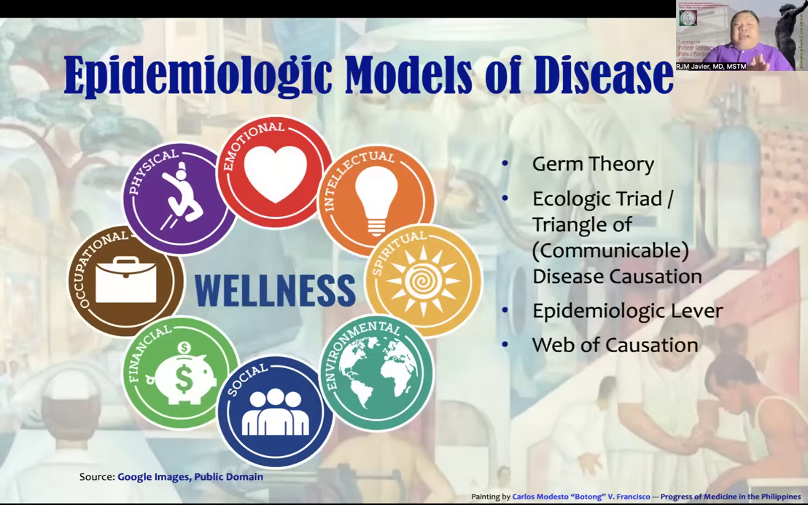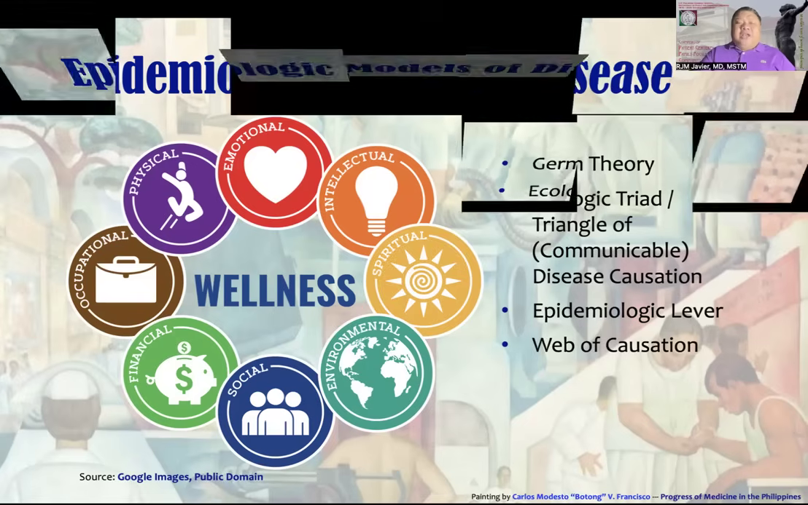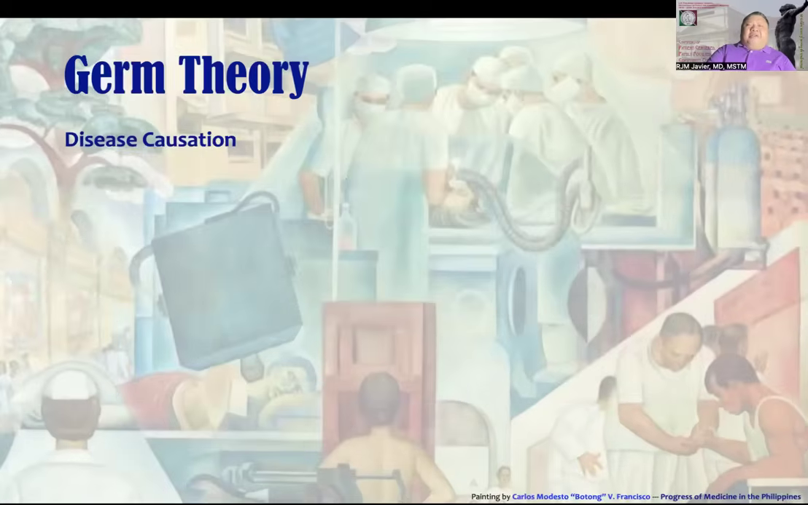Now, we move to the epidemiologic models of diseases. There are several of them: the germ theory, the ecologic triad of communicable diseases, the epidemiologic lever, and the web of causation. We will discuss all of these in detail, but I would highly recommend all of you to do further reading on these topics because it will be impossible for me to really discuss everything in specific detail. So let's begin with the germ theory.